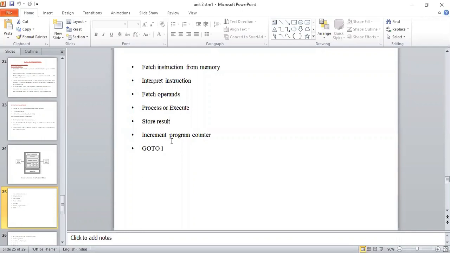Then, if the next instruction has to be executed, we will go for increment of the program counter. After that, the process starts again. When you do the increment process, the first step of execution starts again. Only after one instruction is completed will the next instruction be started. At a time, multiple instructions cannot be executed in this architecture. That is called von Neumann machine architecture.